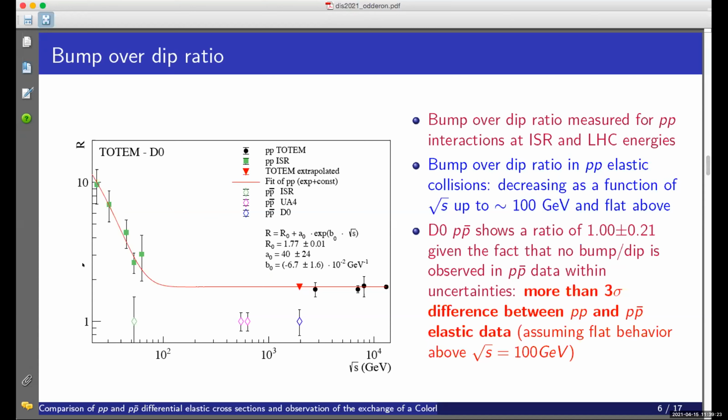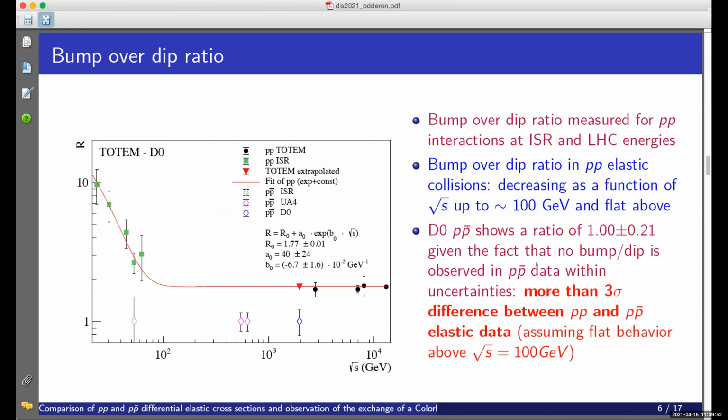The pp interaction is basically the curve here in red with the different data points. At low energy, this is the ISR, and at higher energy you see basically the TOTEM measurements, which are the black points. And this is compared with p p-bar interactions, which are all the points here below. You see that the ratio we obtain for p p-bar interaction is close to one, whereas it's clearly different from one for pp, even at higher energy, when we look at the TOTEM data.